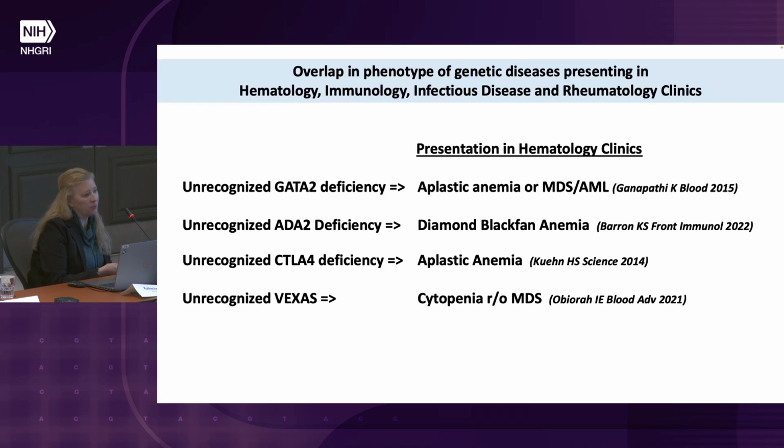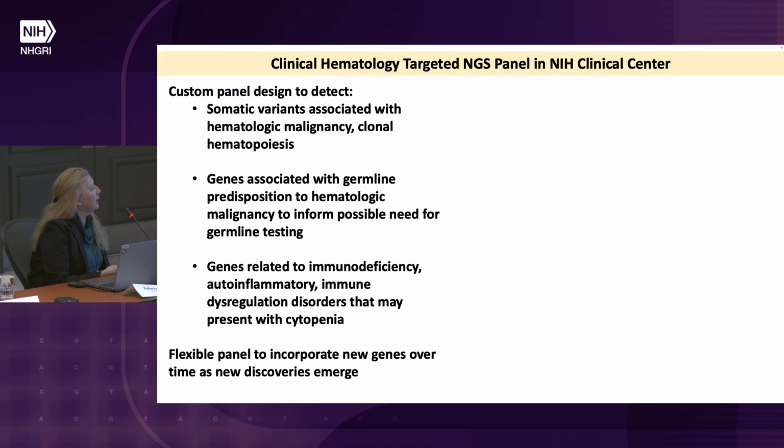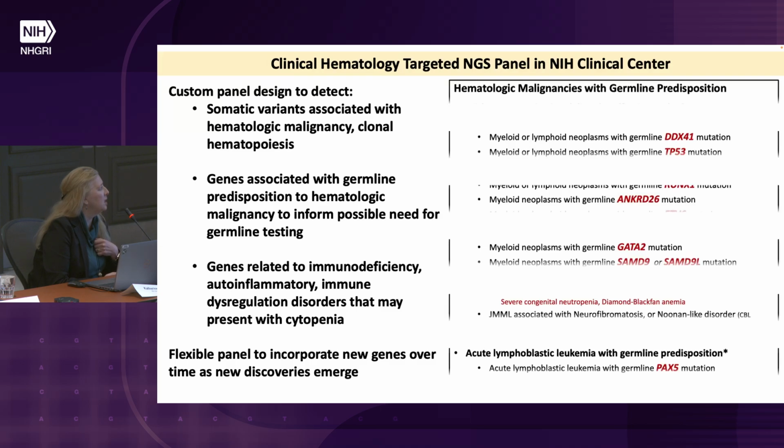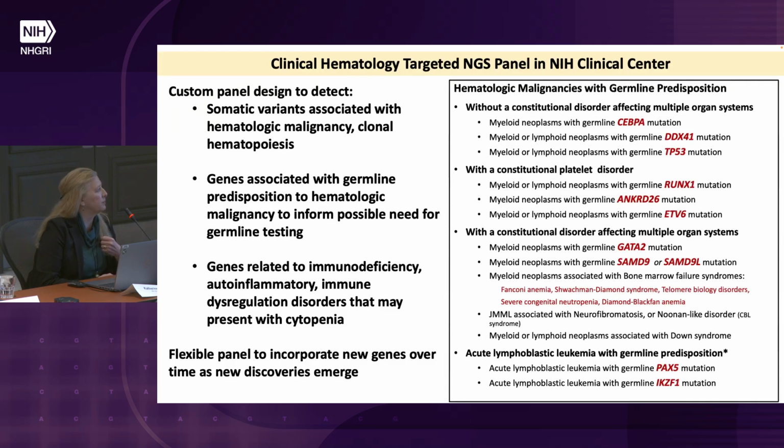Unrecognized CTLA-4 deficiency often has presented as aplastic anemia. And then unrecognized VEXAS syndrome can present to hematology clinics to rule out MDS. So our approach in our clinical molecular hematology lab is obviously to have a panel that is designed to detect somatic variants associated with hematologic malignancy or clonal hematopoiesis, and then also to include genes that predispose to hematologic malignancies, again, so that we can capture patients who may have constitutional variants.